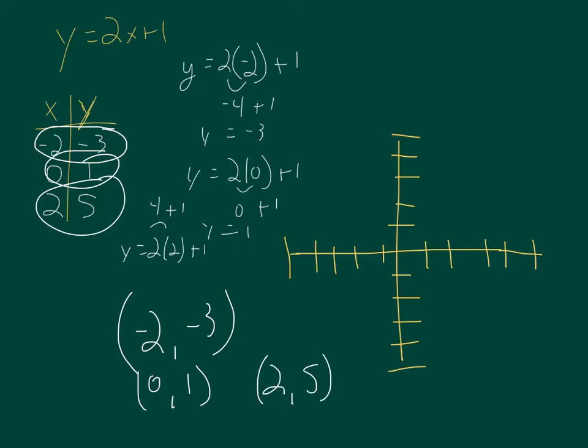Okay, let's graph those. The first one, -2, -3. So I go to the left, -2, then I go down, 1, 2, 3. So my point is right here, more or less.